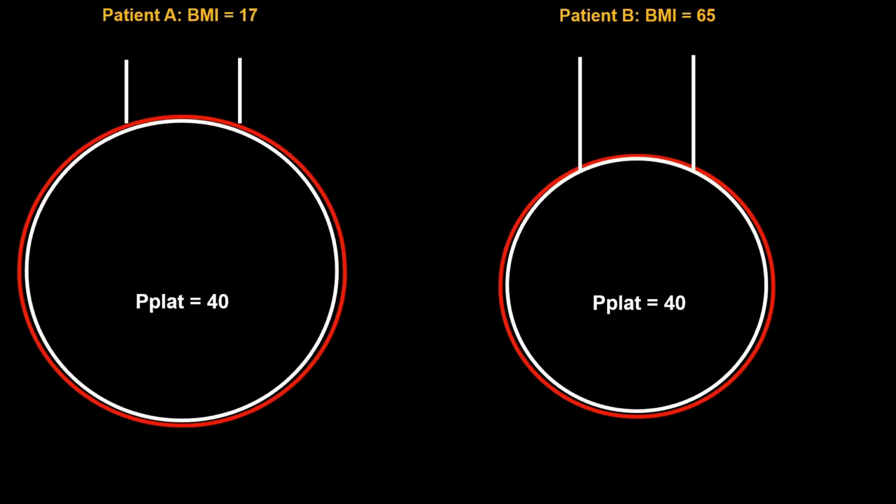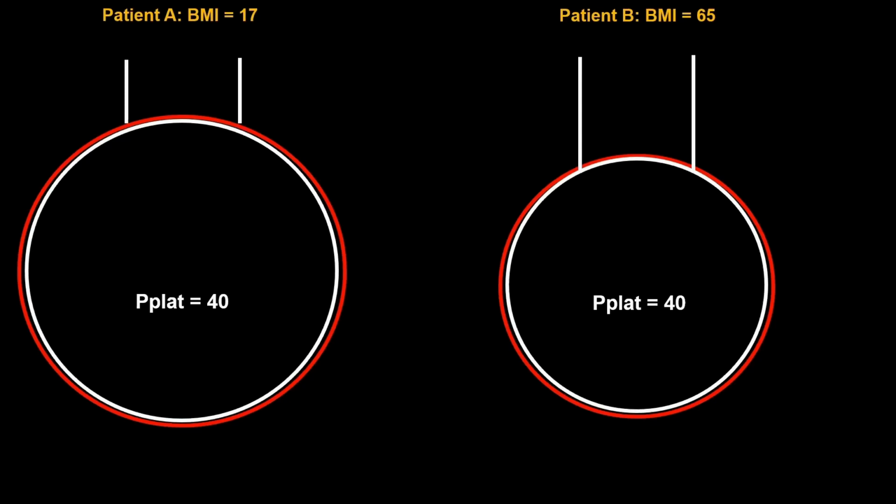So let's take an example. All right, so there are 2 patients here. They both have the same plateau pressure. So you have patient A, who's a very lean patient, doesn't have any extra adipose tissue. And you say both of these patients have the same lung disease, ARDS or whatever, but they're very different habitus. Patient B has a BMI of 65, they're morbidly obese.